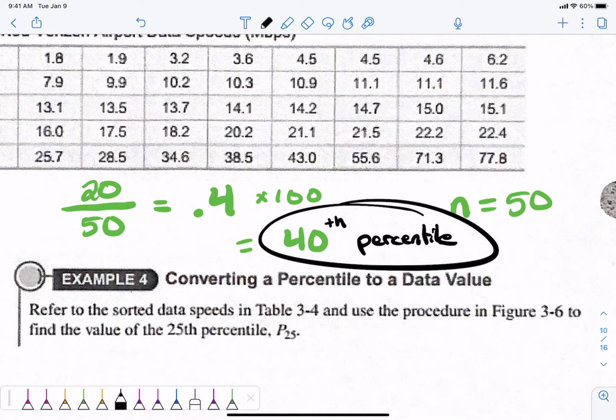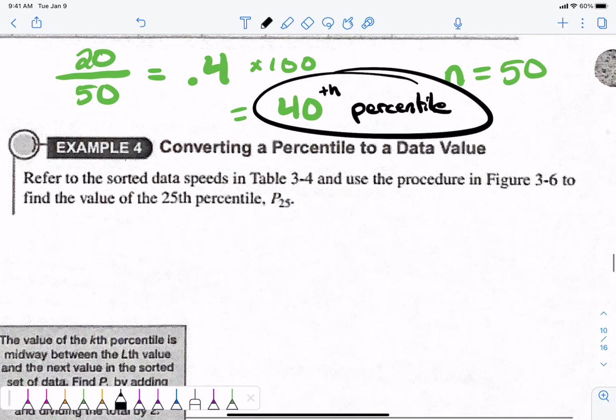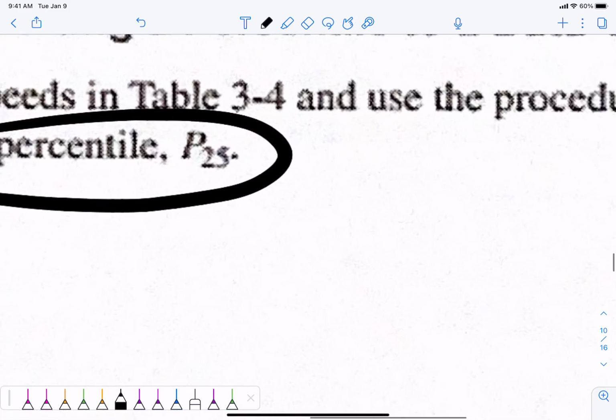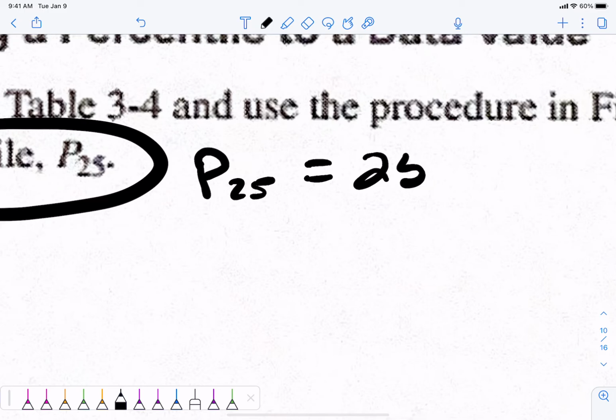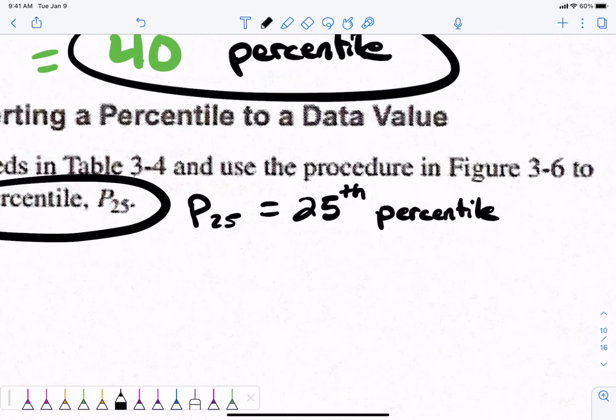Okay? Now converting back to a percentile, they are converting back to the data value. Now they're going to be doing the opposite for us. They're saying find the number that is the 25th percentile. They call it P25. So if they say P25, that just means the 25th percentile. Those two things mean the same thing. We're trying to find what that number is.